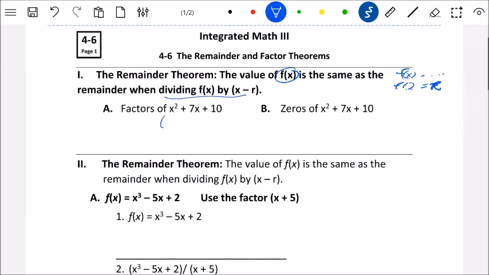First, let's do the factors of this one, which is x plus 2 and x plus 5. Now for the zeros, we find them by making each of these factors equal to 0. X plus 2 is equal to 0, x plus 5 is equal to 0. So we get x is equal to negative 2, and x is equal to negative 5.